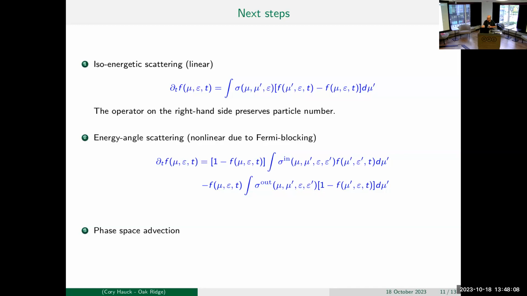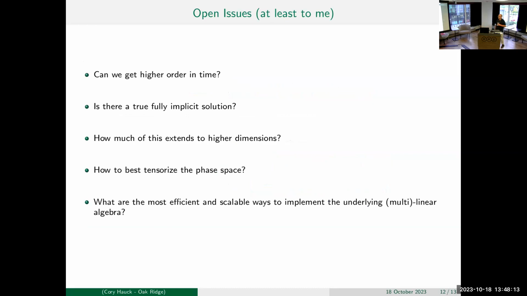Just quick open issues here. This was first order in time, so can I do higher order in time with this? Is there really a fully implicit solution or conditions for which that exists? How much of this extends to higher dimensions when we start doing tensor approximations? What's the best way to tensorize this space? I've only done a space with two variables, but in reality we want six. They don't all behave the same.